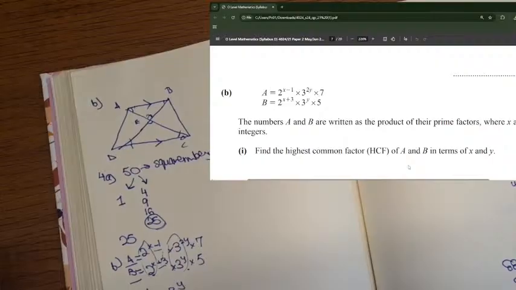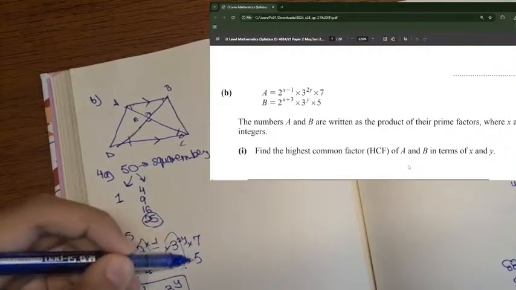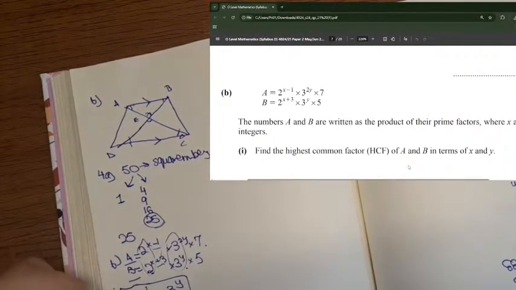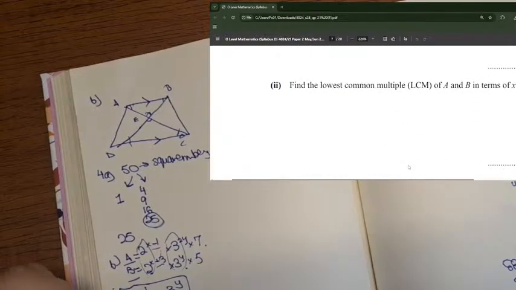So 3 to the power of 5, y would be our answer. 5 and 7 we will not consider because they're not common. Next question, they're asking us to find the LCM of these two same numbers in terms of x and y.